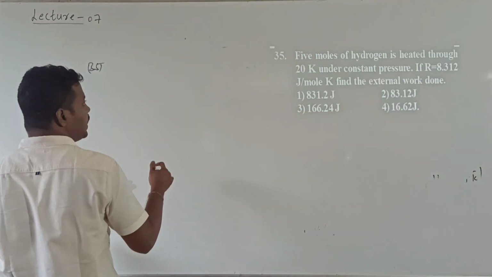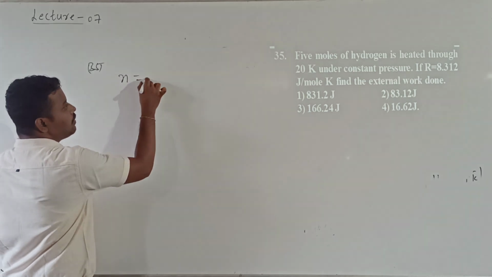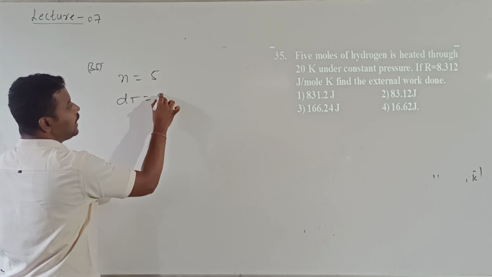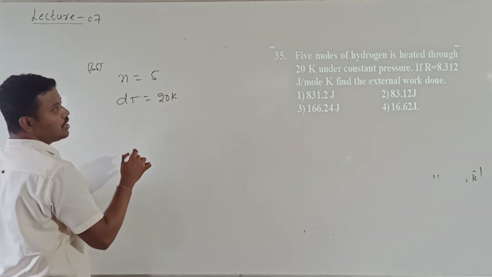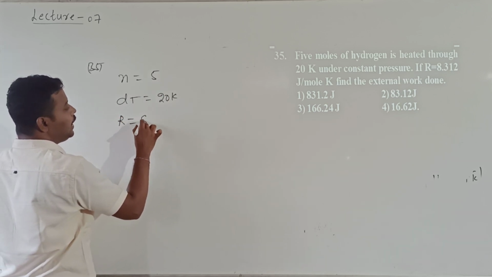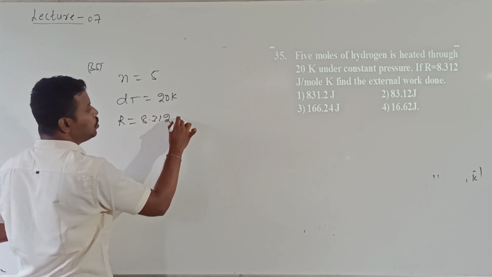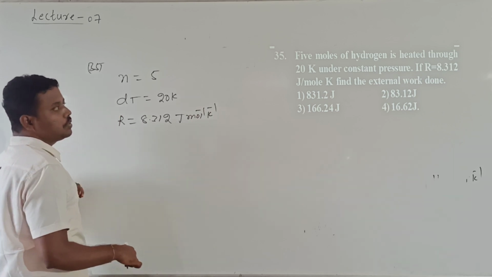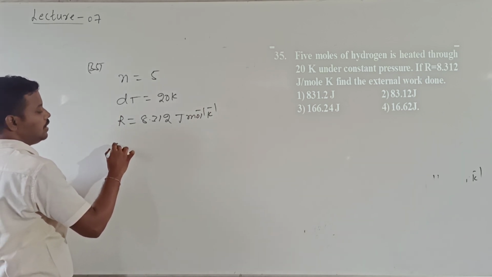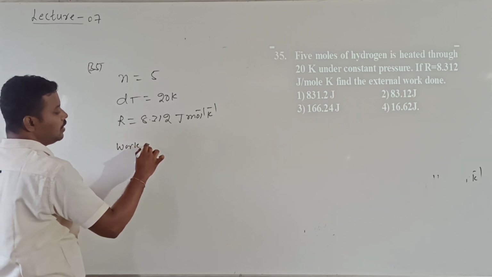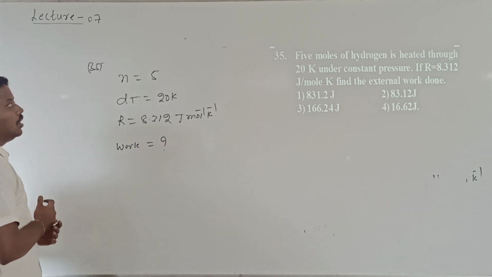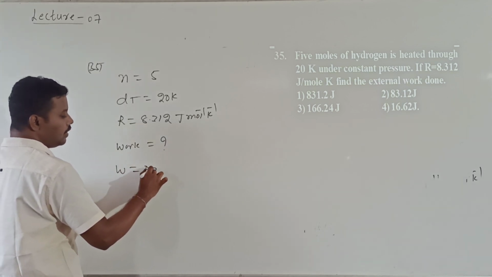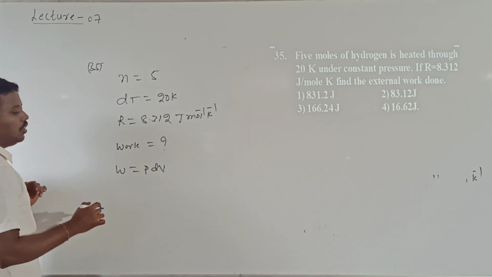In this question number 35, the number of moles is given as 5. The rise in temperature is given as 20. Constant pressure. R value 8.314, they have given 8.312 joule mole inverse Kelvin inverse. They are asking us to calculate the work done, the external work done. So the work value is equal to how much? What is the formula for work done? W is equal to PdV. So here the pressure value and volume value are not used.